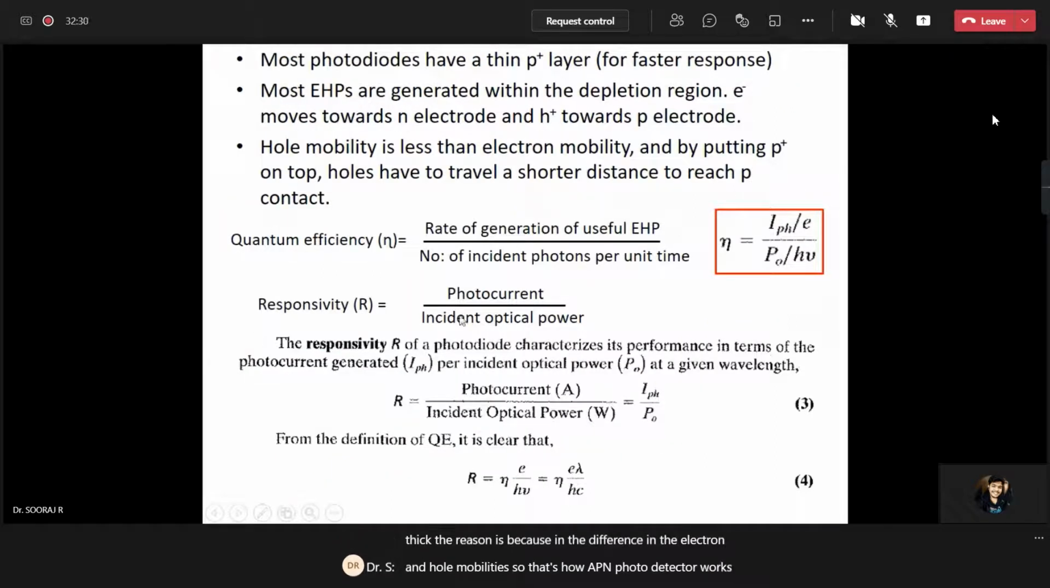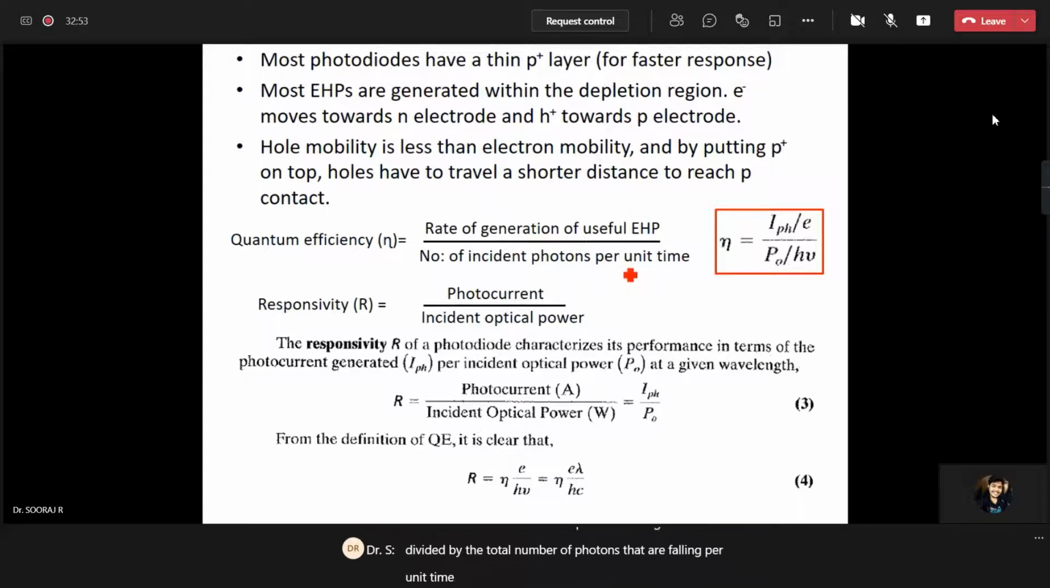Now, for a photodetector, there are mainly two parameters which decide the performance. One is called the quantum efficiency, which is defined as the ratio between the number of useful electron-hole pairs that you generate divided by the total number of photons falling per unit time. And the responsivity is given by the ratio between the photocurrent that you generate and the optical power that is falling on it.